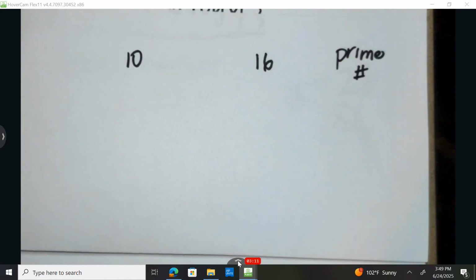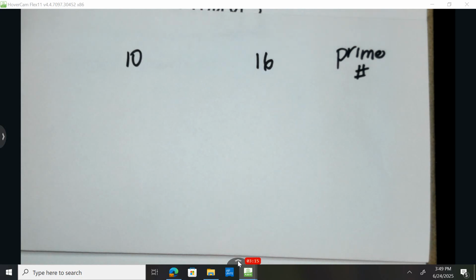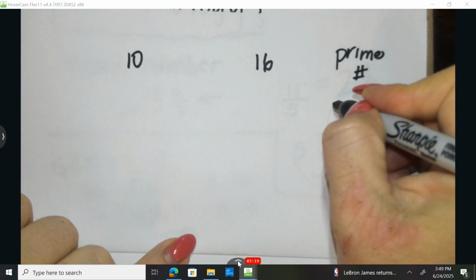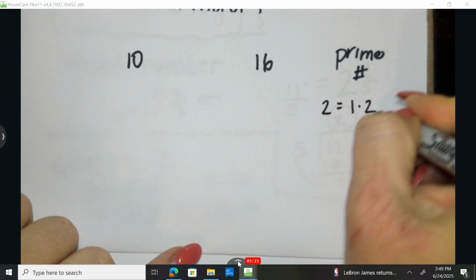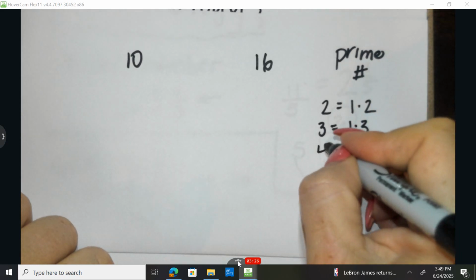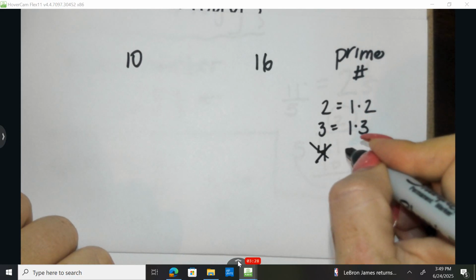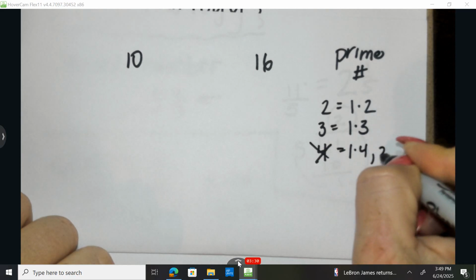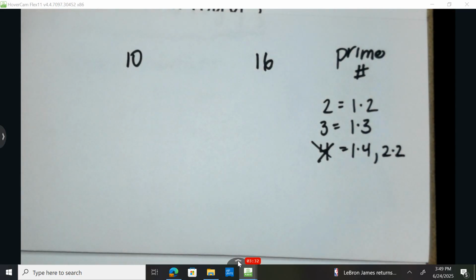So numbers are identified as prime if the only way to achieve them is taking 1 times itself. For instance, 2 can only be achieved by taking 1 times 2. 3 is prime because the only way to achieve it is 1 times 3. Now, why is 4 not prime? Because outside of 1 times 4, we can also have 2 times 2. How does that help us in constructing a prime factorization tree?